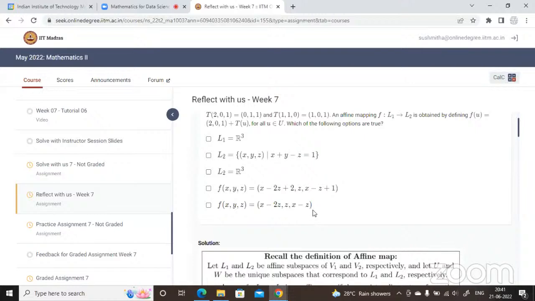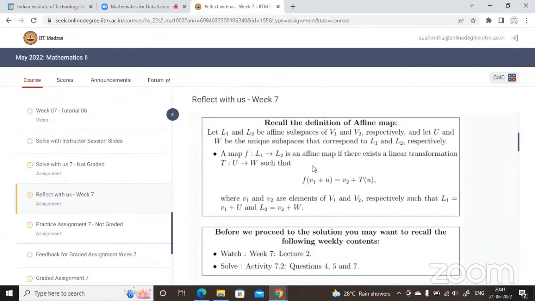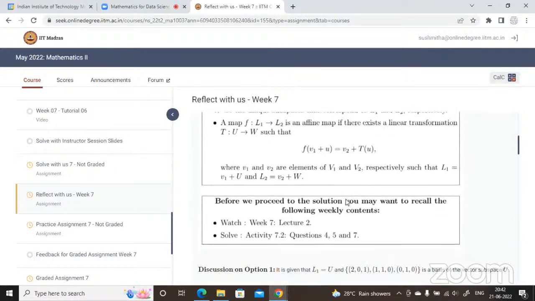Ma'am, can you just repeat quickly? Yes, we'll see here only. First you want to know what an affine map is. An affine map is defined between two affine spaces. Affine spaces are translations of subspaces. So you have two affine spaces, L1 and L2, and then you define an affine map based on a linear transformation between the underlying spaces, like this: f of v1 plus u is v2 plus T of u, where T is the linear transformation between the underlying spaces.